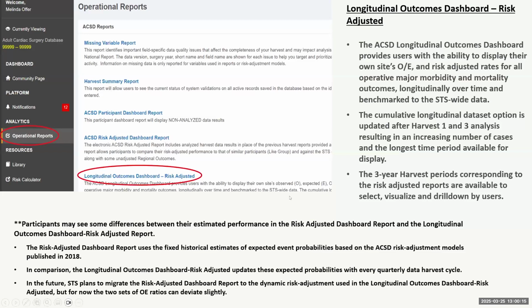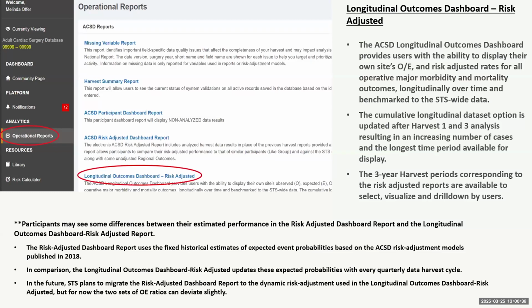I think one thing we do get questions about sometimes is people wanting to know why there are slight differences in the risk-adjusted dashboard report and the longitudinal dashboard report.